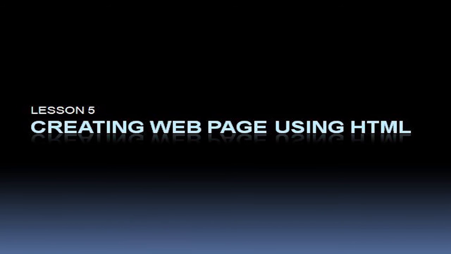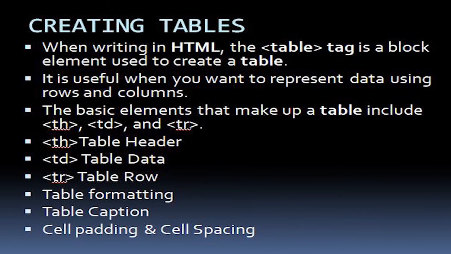Our next topic is creating tables. How can we create tables in HTML? When we are writing in HTML, the table is mentioned with the table tag. It is useful when you want to represent data using rows and columns, the basic elements that make up a table including th, td and tr. To create a table we require three things. One is table header, next one is table data, next one is table row. Then what is table formatting, what is table caption, cell padding and cell spacing. Let us have a look.